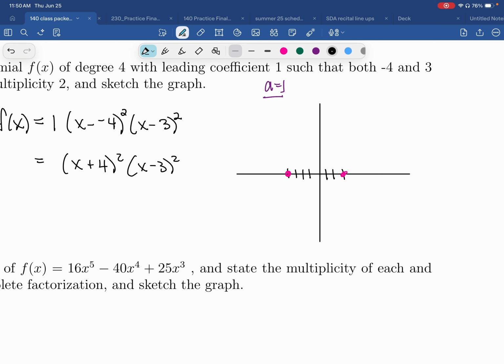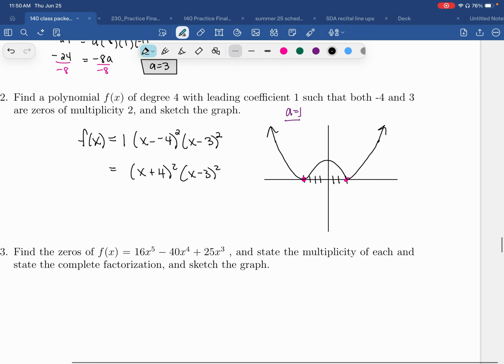Now, 4 is the degree, and we know that the 1 is positive, so we know it's got to go up in both directions. And typically, this looks like a W when it is degree 4. So it's going to touch that one, come back up, touch, and come back up. When it has even multiplicity, it kind of touches and bounces off as opposed to crossing through.